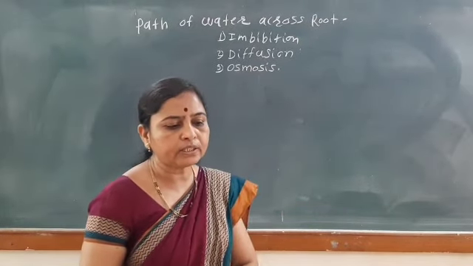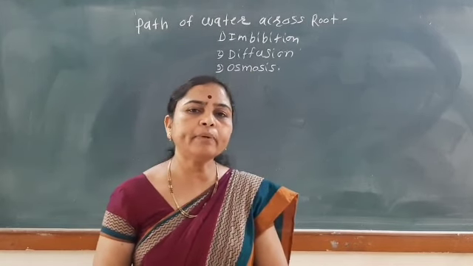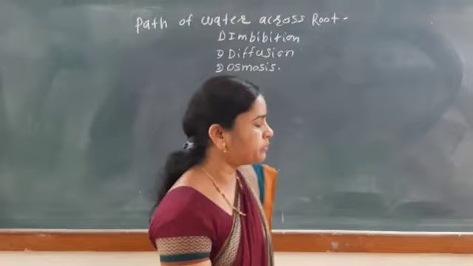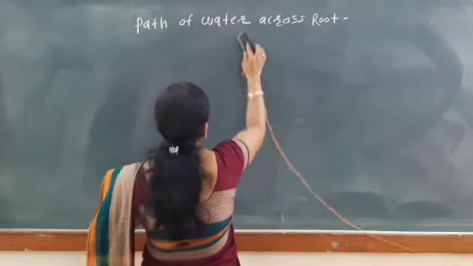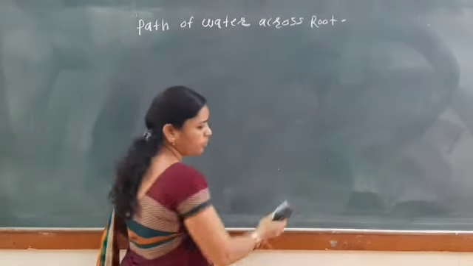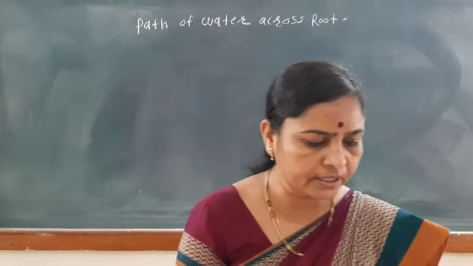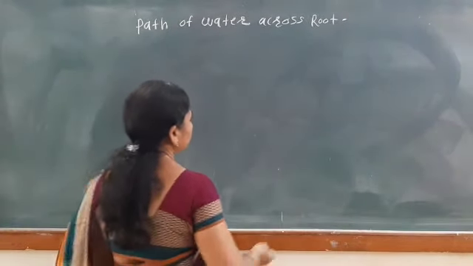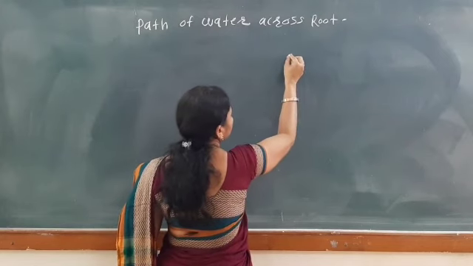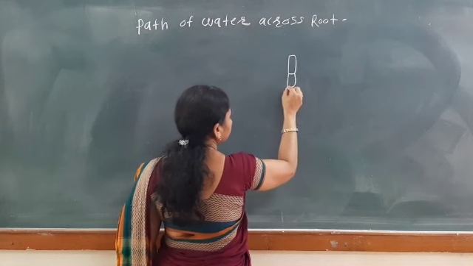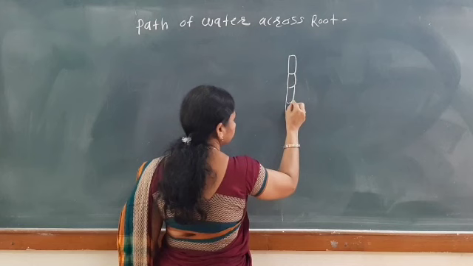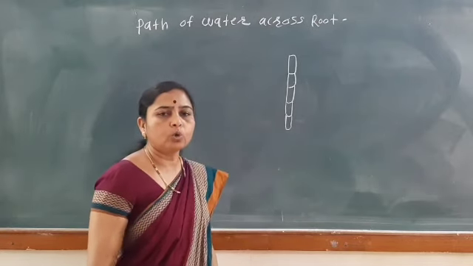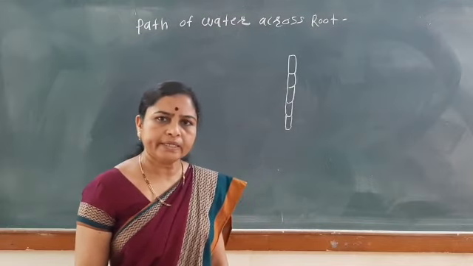So by these three physiological processes the movement of water takes place. First we see the anatomical features of the root and how they show the path of movement of water. The outermost layer of the root is known as the epiblema. It is a single cell layer.